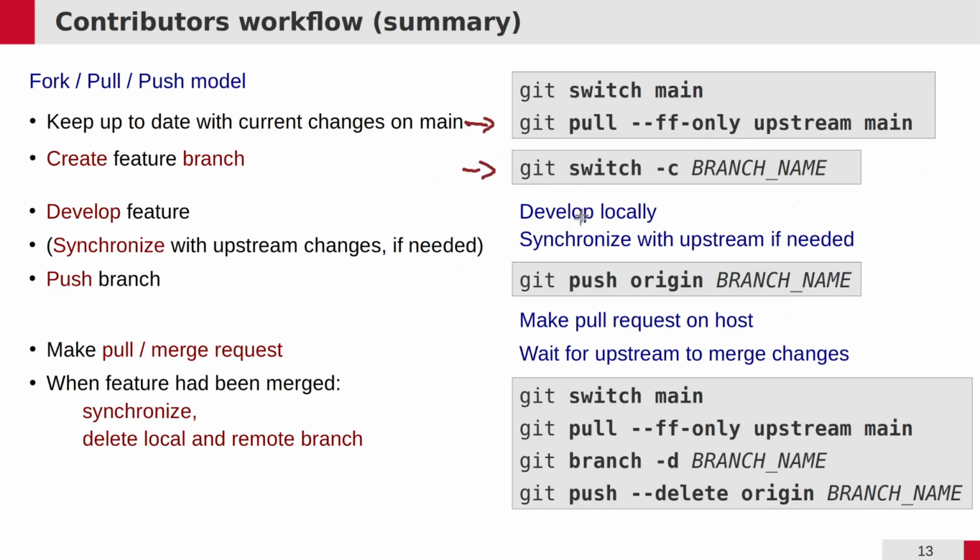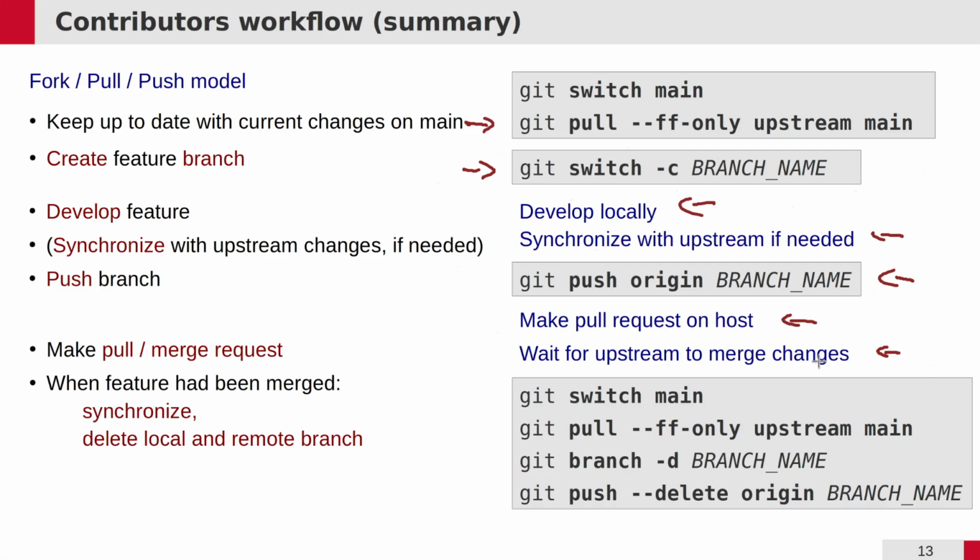Then you are making a switch, so you are making basically a new branch from the main branch where you develop locally. You can also synchronize via merging main with the upstream project if the upstream project goes forward in the meantime. Once you are finished, you are pushing your branch to your GitHub site. You are making a pull request on the GitHub site. You are just basically waiting for the discussion or discussing with the developers what to do.